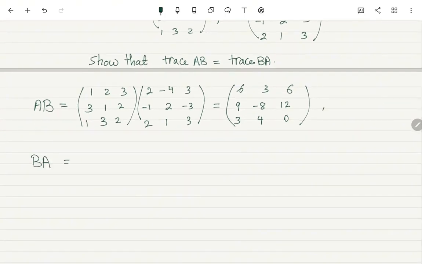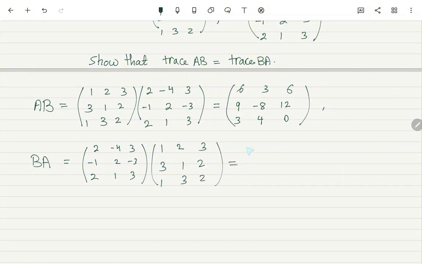Now let's find BA, equal to 2, minus 4, 3, minus 1, 2, minus 3, 2, 1, 3, times 1, 2, 3, 3, 1, 2, 1, 3, 2. This equals minus 7, 9, 4, 2, minus 9, minus 5, 8, 14, 14. If we look at the AB matrix, it's different from the BA matrix.